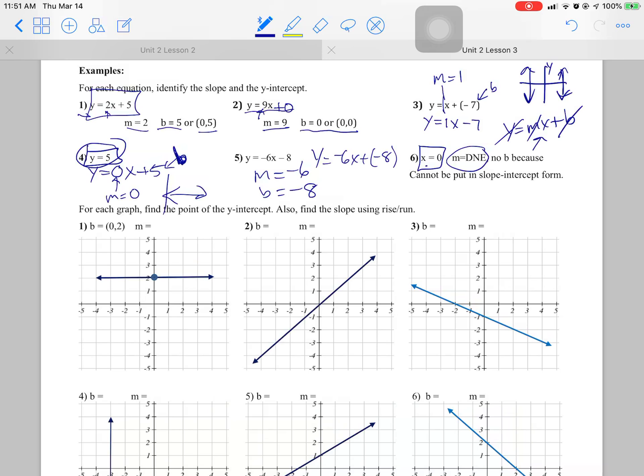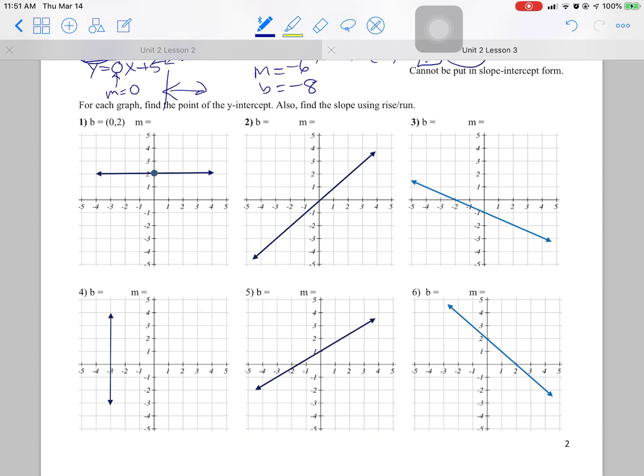There's no y, there's no b. Okay, so let's look at the graphs. I think it would help to look at the graphs. So this one here. Notice that the line of the graph, that's this thing here, that's the line of the graph on the rectangular coordinate plane. Okay, this dot right here is the y-intercept at 0, 2. So b is 2 or 0, 2. I take it either way. Watch what your homework wants. Just 2, or they want an ordered pair, which would be 0, 2.